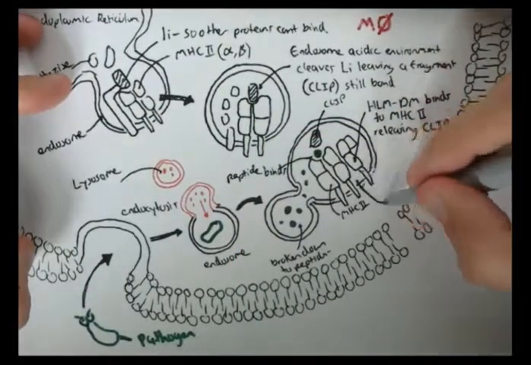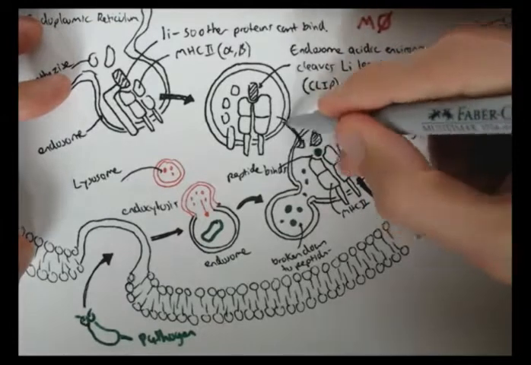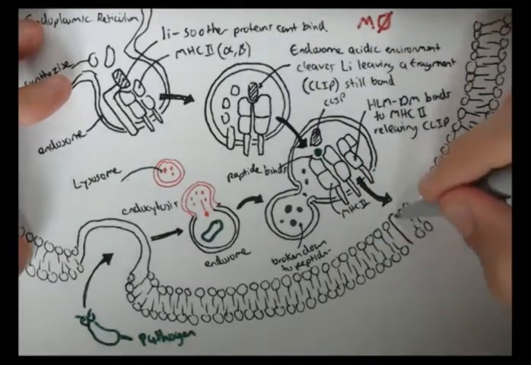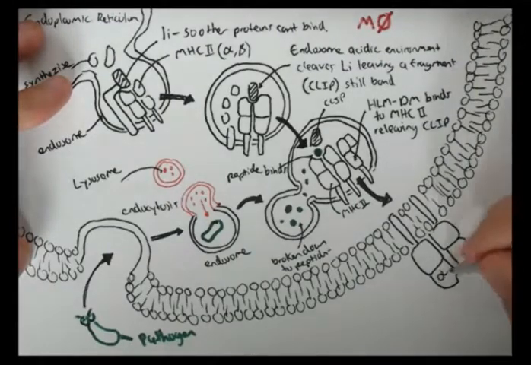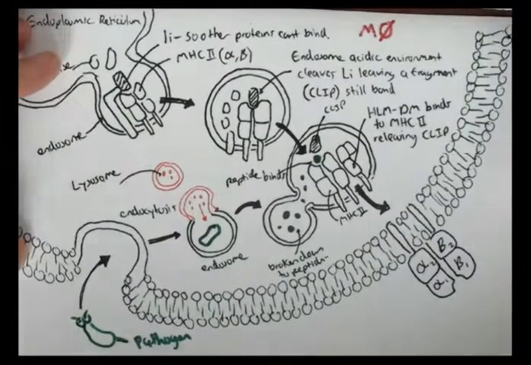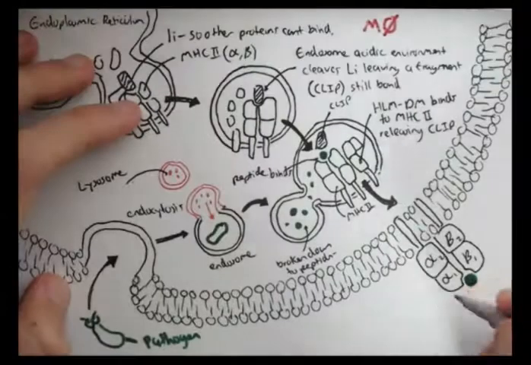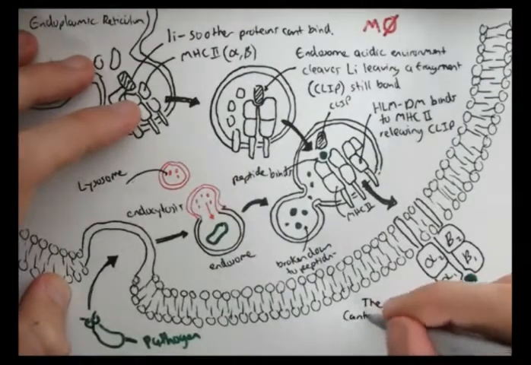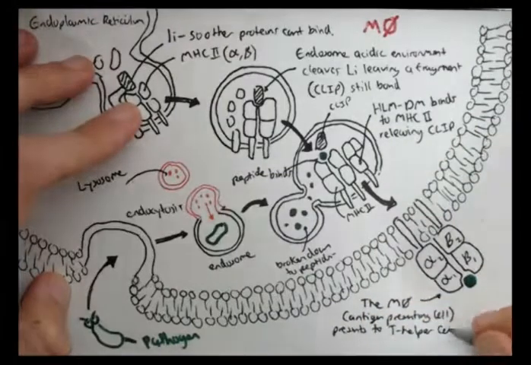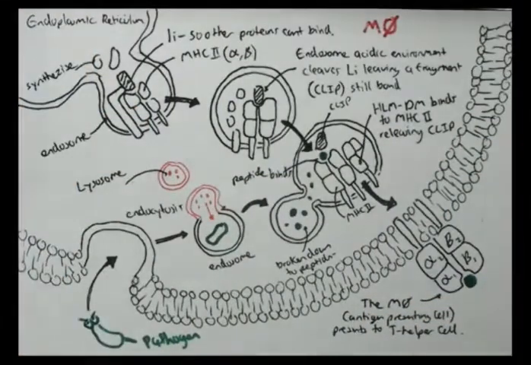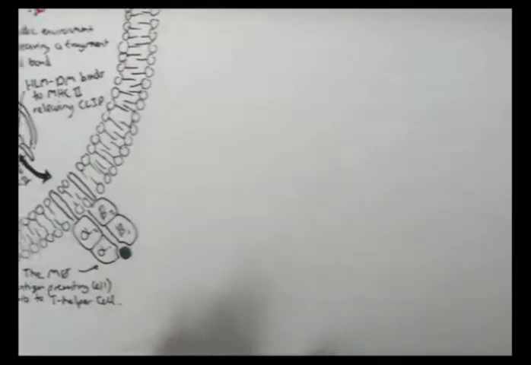Now, with the MHC class 2 molecule and its specific antigen already bound, it then fuses with the cell membrane. Now, this antigen presenting cell, in this case a macrophage, is presenting its antigen, and it will present it to T helper cells. So that concludes MHC class 2.